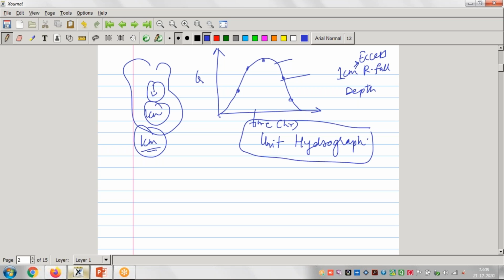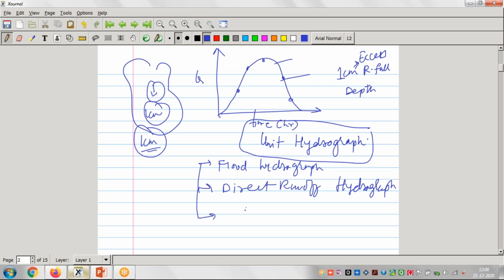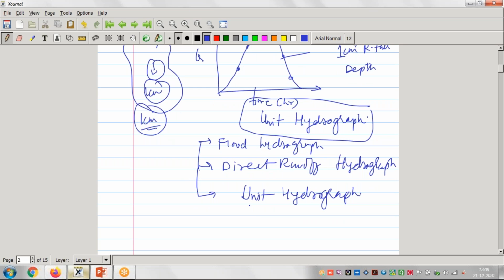Is this clear? So there are three terms. First is flood hydrograph, right? Second one is direct runoff hydrograph, and third one is unit hydrograph, right? So there are the three terms. So unit hydrograph is clear, direct runoff hydrograph is clear, flood hydrograph is clear.